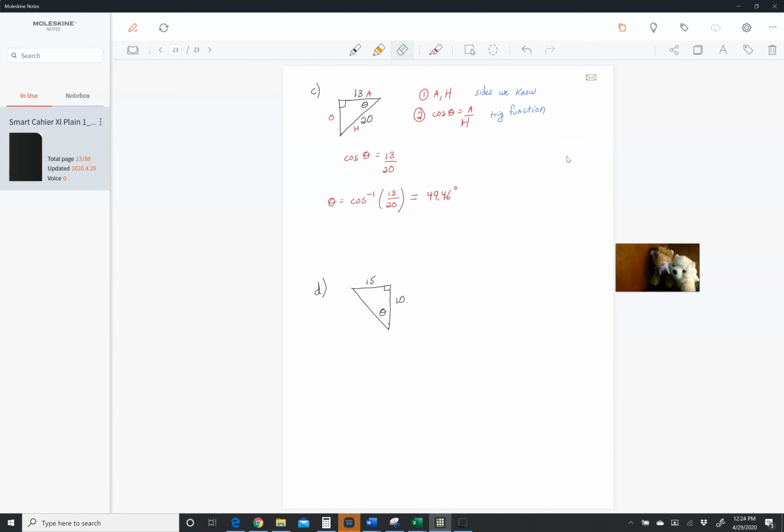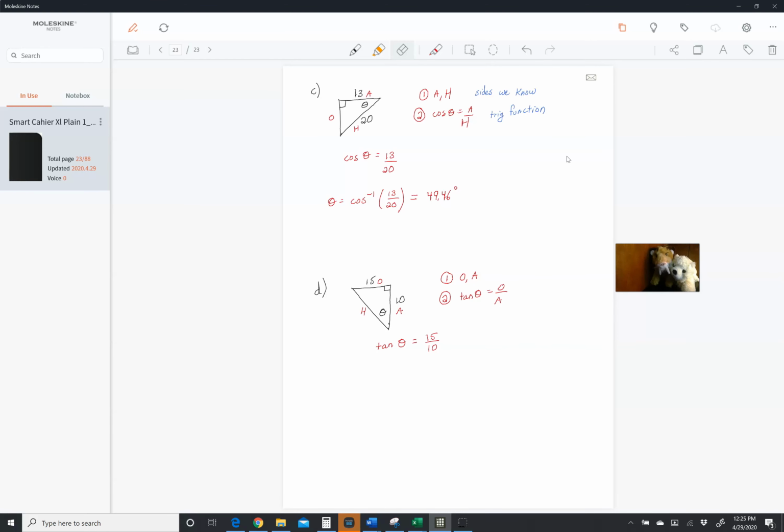Okay, if we do the next one, again, we're just going to label our triangle. So the 10 is the adjacent, the 15 is the opposite, then we have our hypotenuse. We ask ourselves the question, which sides do we know? Well, the opposite and the adjacent, we were given opposite is 15, adjacent is 10. Second thing is which function? Well, tangent of theta is opposite over adjacent. So now we just plug in. Tangent of theta is equal to 15 over 10.